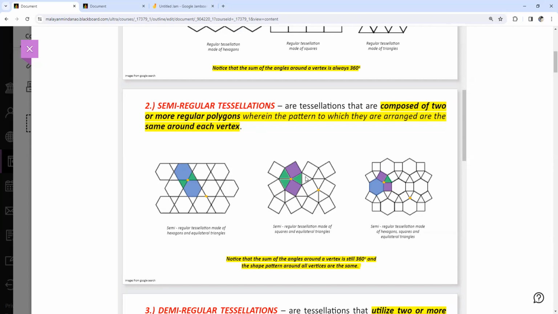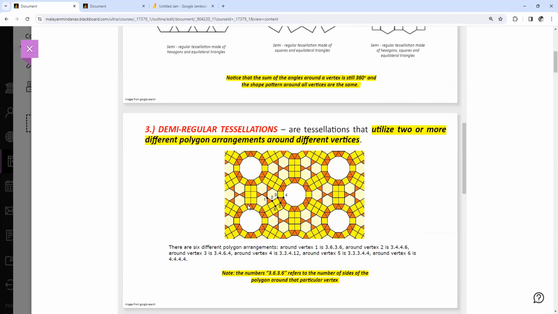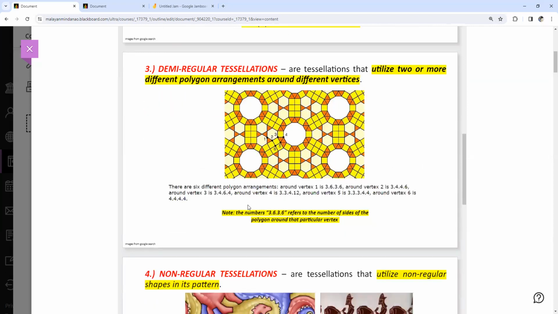In the second example, each vertex is surrounded by three triangles and two squares. So that's a semi-regular tessellation. Demi-regular tessellations are tessellations that utilize two or more different polygon arrangements around different vertices. For semi-regular tessellations, the same pattern of regular shapes is repeated for each vertex.